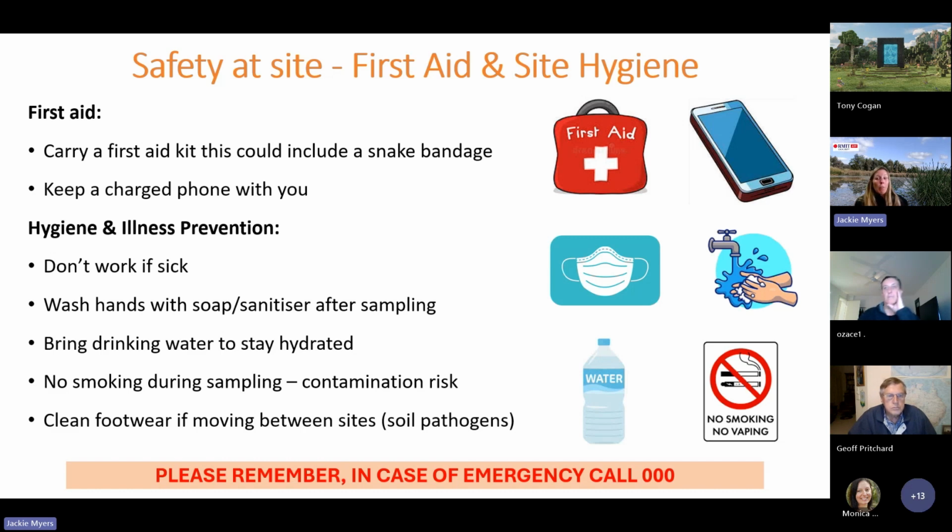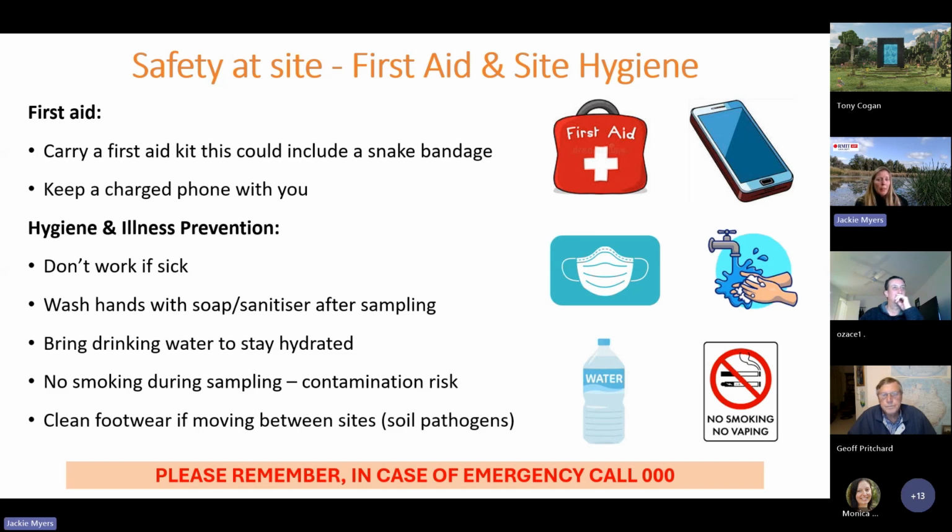Having a charged mobile phone accessible is important to contact help if needed. In terms of hygiene and illness prevention, if anybody shows any signs of illness and you're not feeling well, please don't come to a sampling session. We don't want to make anyone else sick as well.